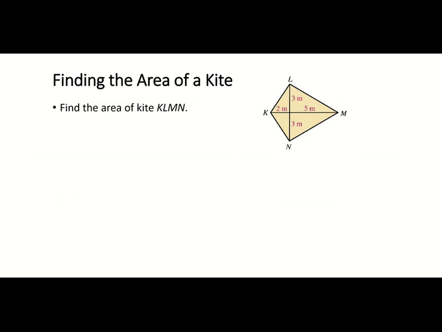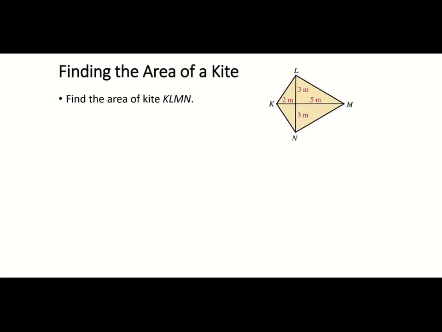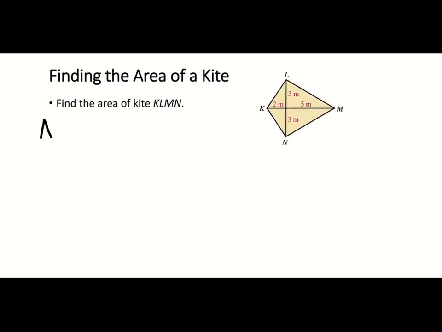Right, the last thing we're going to do is find the area of our kite. And if you recall, the area of a kite is going to be 1/2 times diagonal 1 times diagonal 2.